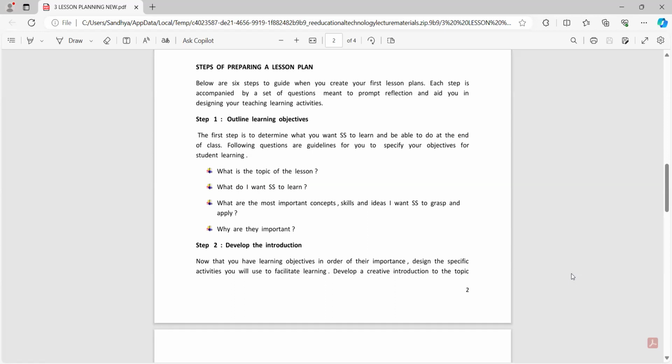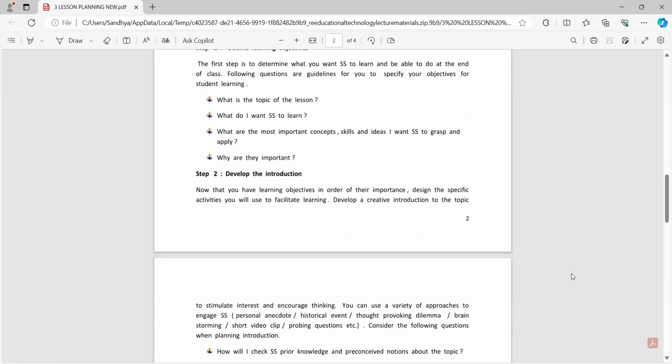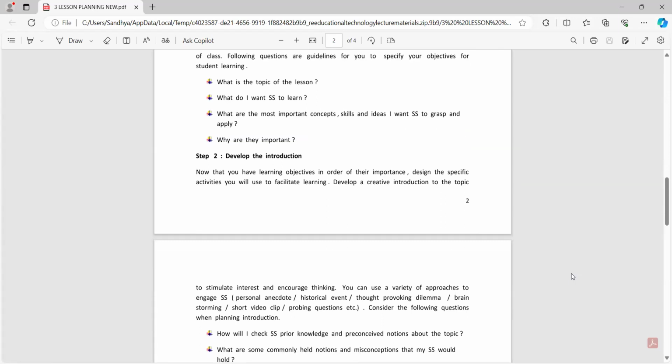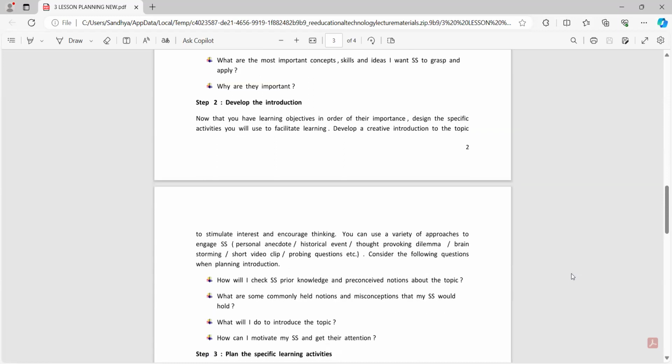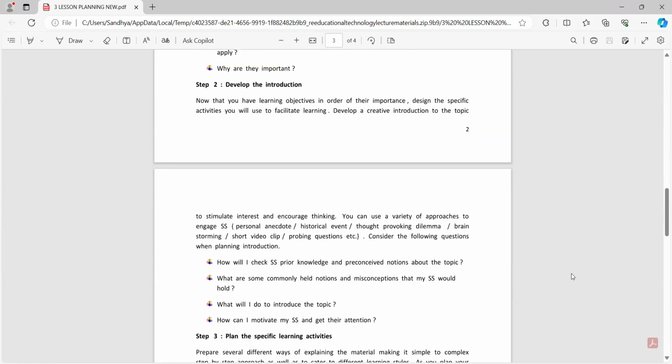So in lesson planning, the first step that you have to do is you have to outline the learning objectives. So how to outline the learning objectives? We will discuss it in Bloom's taxonomy after the discussion. So after writing the lesson objectives, what will my students be able to do at the end of the lesson? Right? You have to develop the instruction. Develop the instruction means how you're going to teach, right? How you're going to teach.